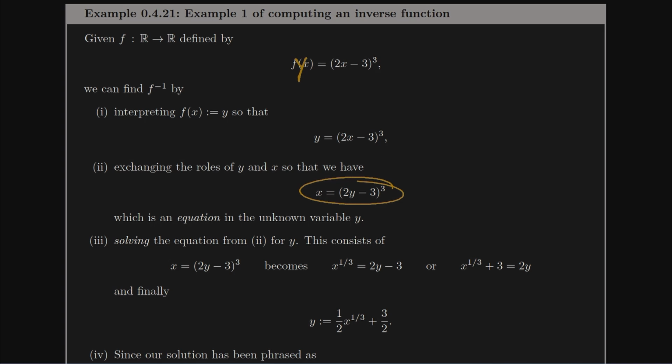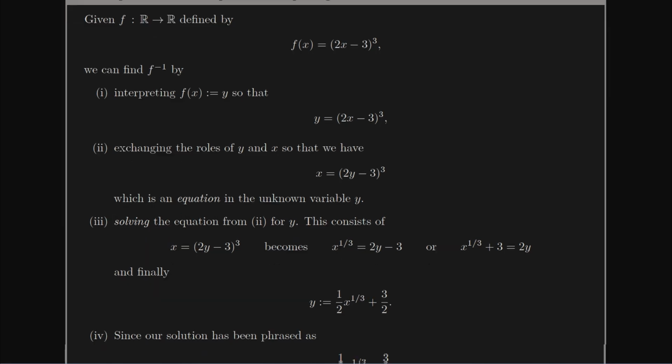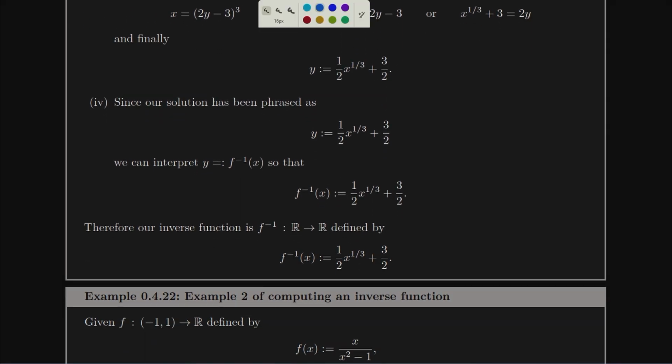To solve that equation for y, I have to take the 1/3 power of both sides. That's going to be x to the 1/3 is 2y minus 3. And then I'm going to solve for y by adding 3 to both sides and dividing both sides by 2. We get y is 1/2 x to the 1/3 plus 3/2. Or in other words, if I replace that y with f inverse, we say f inverse of x is 1/2 x to the 1/3 plus 3/2.